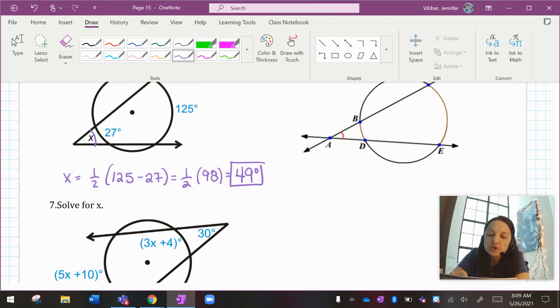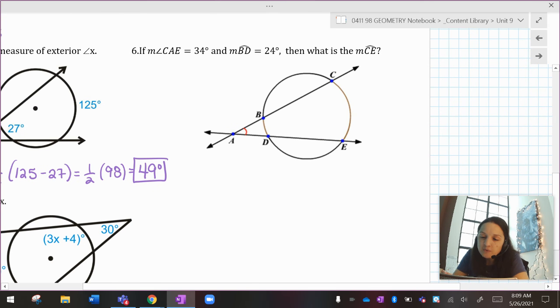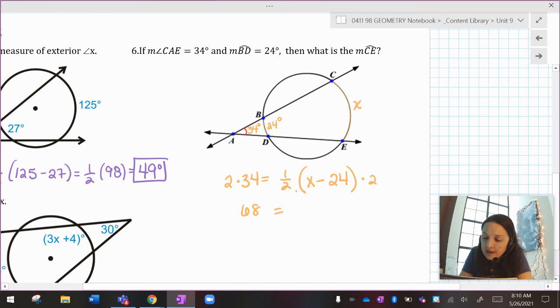Okay, number 6, I'm going to change colors because this one's going to look a little bit different. So this one says angle CAE is 34. Okay, so this is 34, and arc BD is 24. Find CE. All right. Now, the rule is still the same, that the angle is half the difference, but my angle is already accounted for. So 34 is half the difference of x minus 24. So setting up the equation this time is a little bit different. So when I want to solve for x, the first thing I got to do is multiply by 2, which makes this 68. And then I have x minus 24, and I add 24, and I get x is 92 degrees.